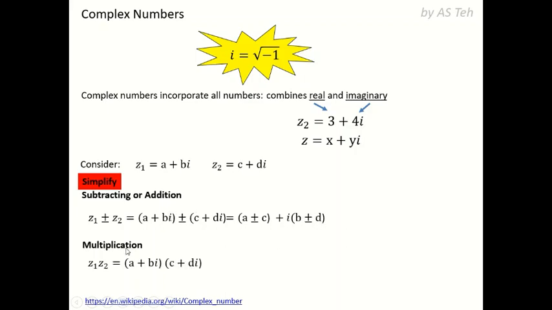Okay, multiplication, same thing. z1 times z2, so a plus bi times c plus di. If I multiply a with c plus di, and then bi with c plus di, this is still not finished yet. You also have to notice that I will have multiplication i times i in some cases. What happens with i times i? It becomes i squared, which equals -1. So in this case, bi times di, when multiplied, becomes negative.